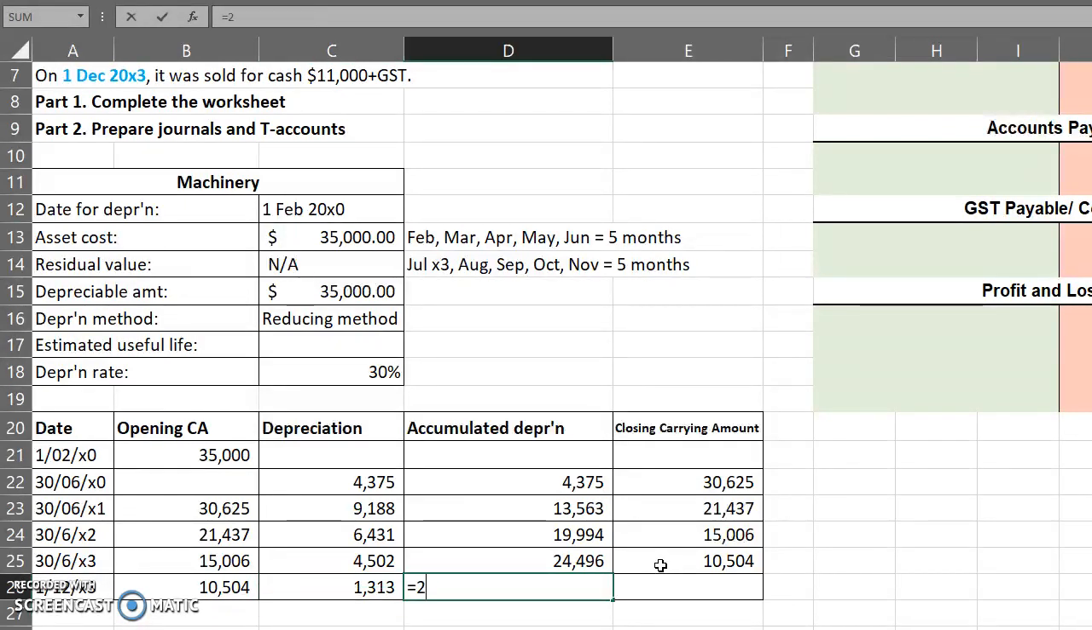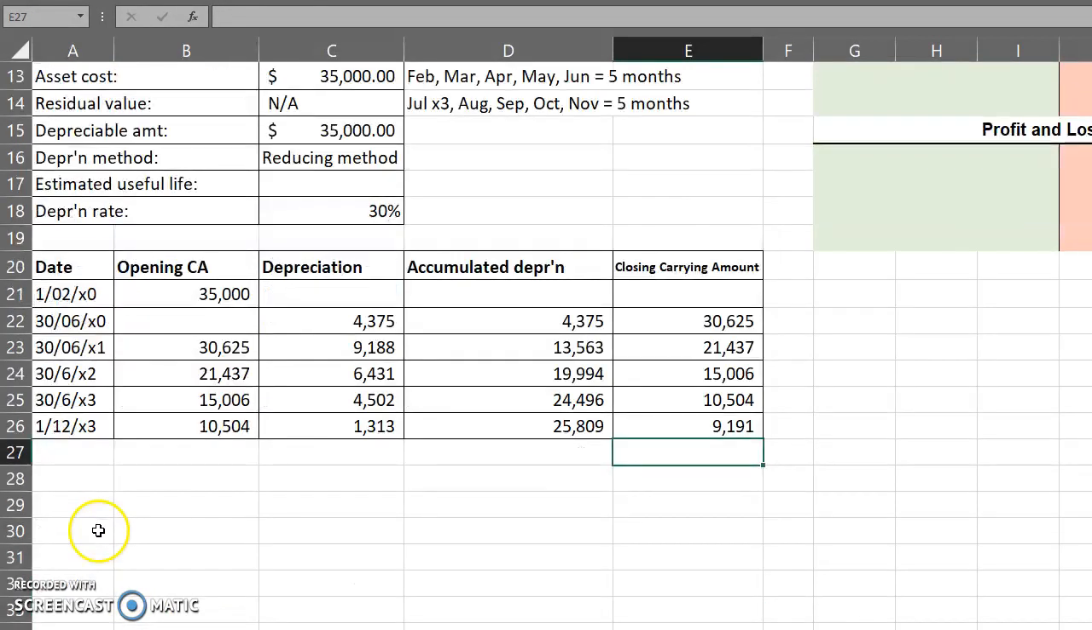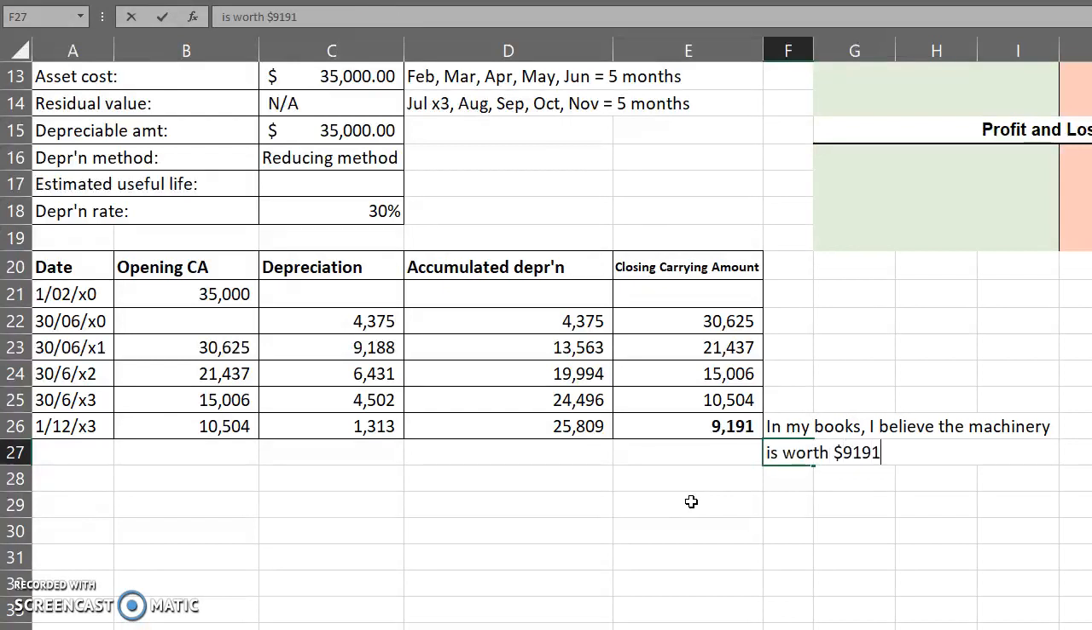And accumulated depreciation will be what I had last year plus new charges, 25,809. So what's left over in my books? 35, take away how much I've accumulated of depreciation or how much I've already used it up for. That's pretty much it with depreciation, okay? So this is my closing carrying amount. Basically what I'm saying is, in my books, I believe the machinery is worth that much money.